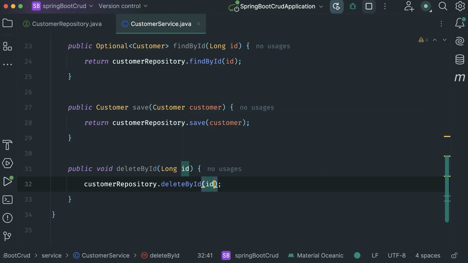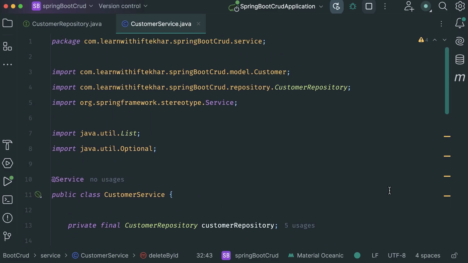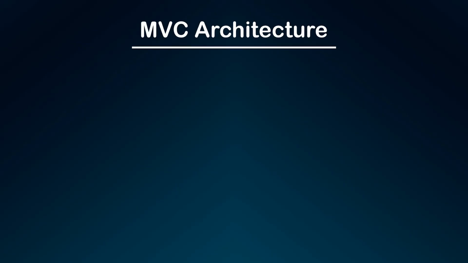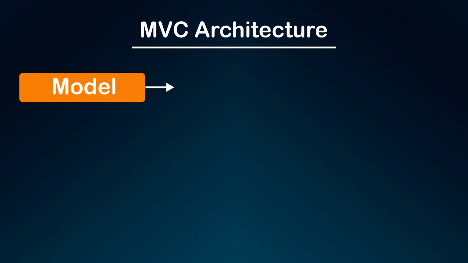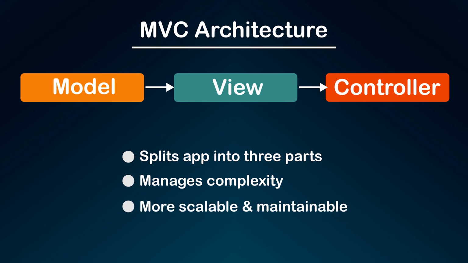So, our service layer is ready with the methods to handle the business logic for CRUD operations. Next, we will focus on the controller layer. In the Model View Controller, or MVC architecture, the controller is a key part. MVC is a design pattern that splits an application into three connected pieces: the model, the view, and the controller. This separation helps us manage complexity and make the app more scalable and easier to maintain.